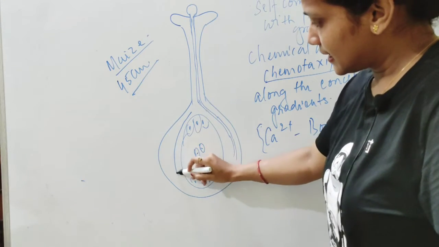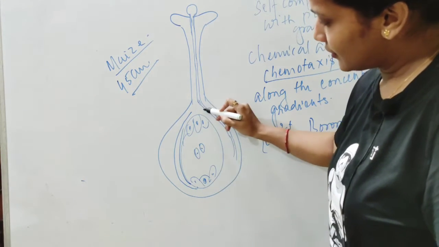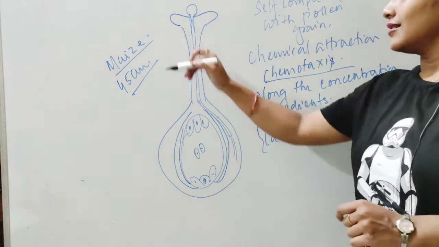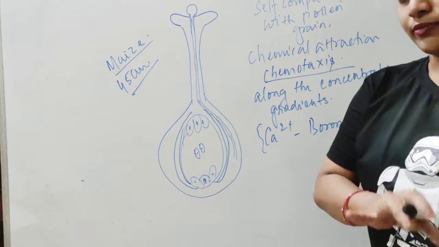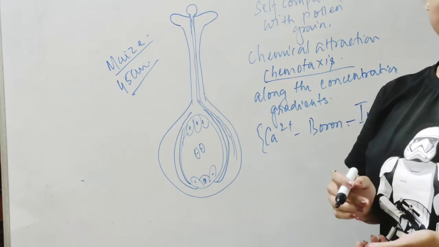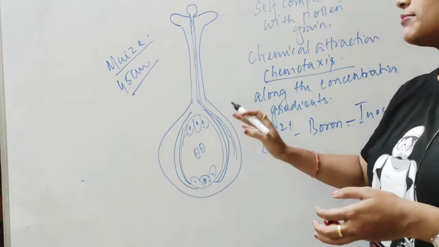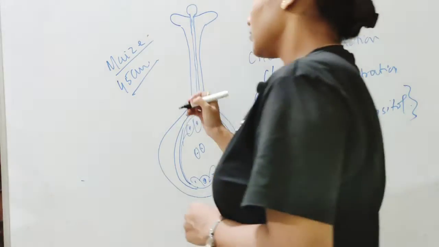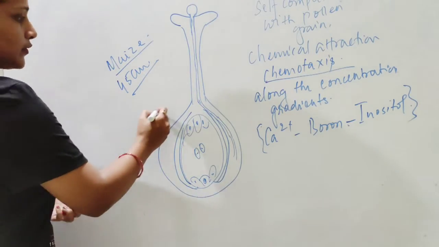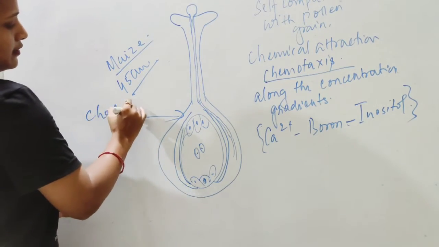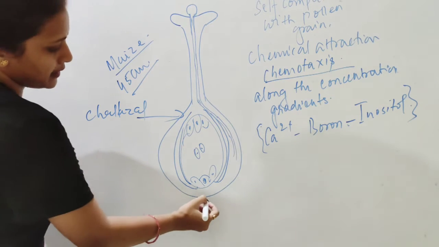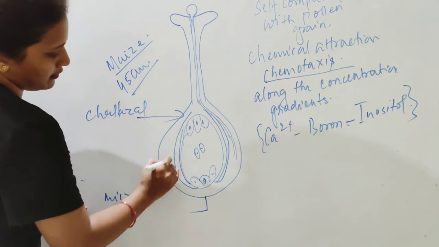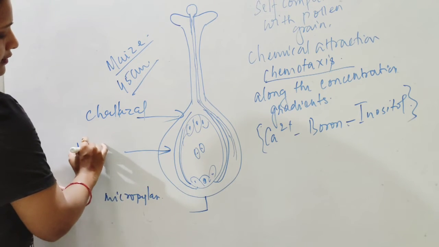Now, generally it is mentioned in the books of the lower classes that the pollen tube enters through the micropyle, but let me tell you the reality: the pollen tube can actually enter through three pathways. It can be either through the chalazal end, through the micropylar end, or through the integument.